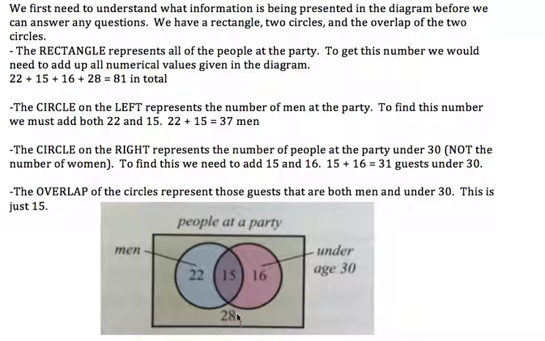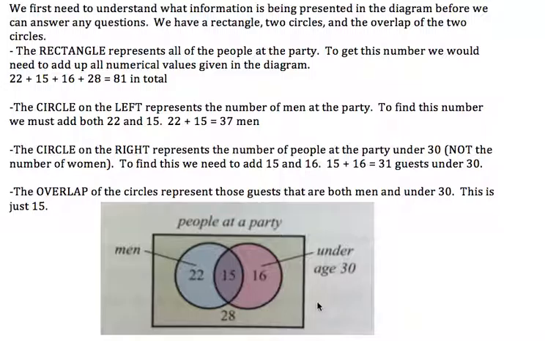Oh, what's this 28, we all ask? The 28 is not within either of those circles. That means they are neither men nor under the age of 30. So there must be 28 women that are over the age of 30.